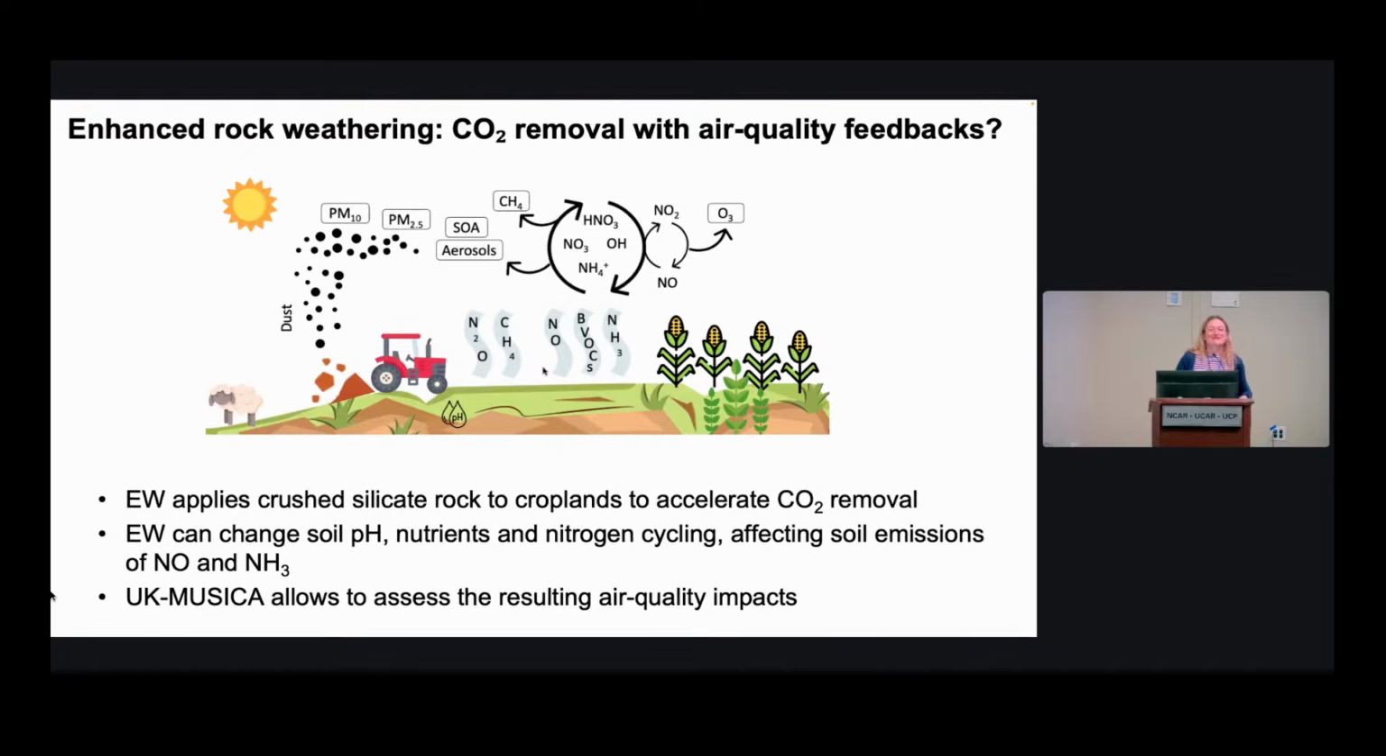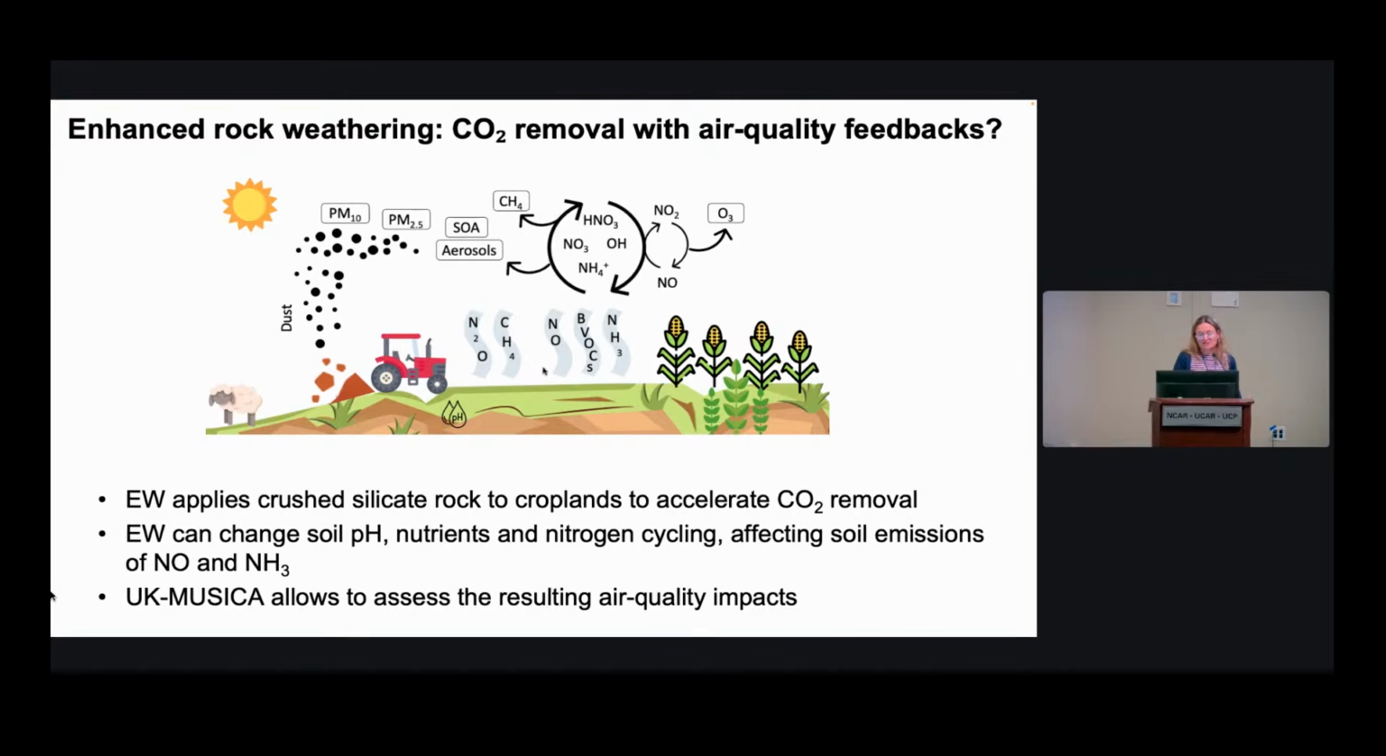So now let's move on to enhanced rock weathering. Just to give you a quick overview, this is a land-based carbon dioxide removal strategy. It consists of applying crushed silicate rocks like basalt to croplands, to accelerate CO2 removal through weathering reactions. One of the things we are looking at with this strategy is that it's not only sequestering carbon, but also changes the soil properties. It increases soil pH, and also changes nutrients and the nitrogen cycling. That affects the soil nitrogen emissions as well as VOCs.